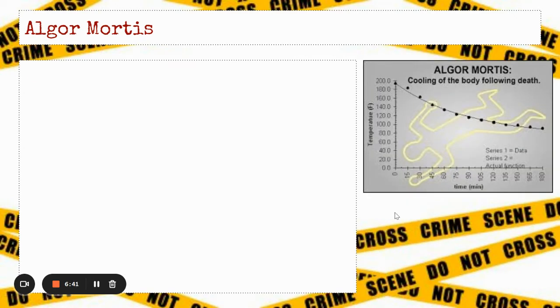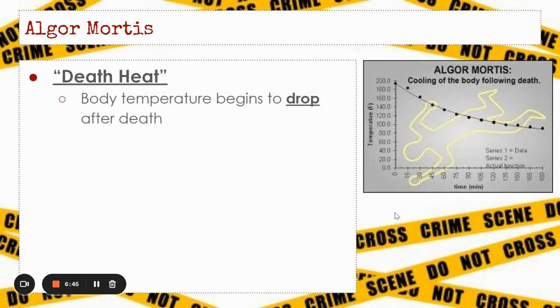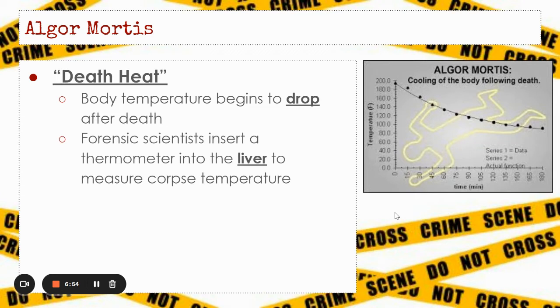Then there is algor mortis. Algor mortis means death heat. So this is describing the body temperature. Body temperature is going to begin to drop after death, obviously, because the body is not alive to keep the body warm. Forensic scientists are going to insert a thermometer into the liver in order to measure the corpse temperature.